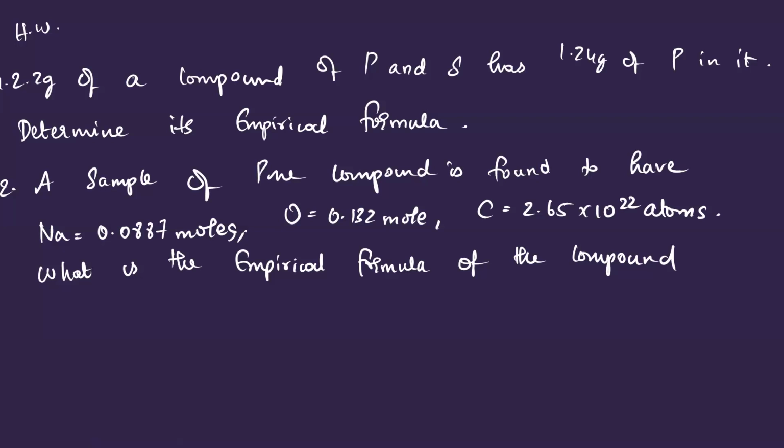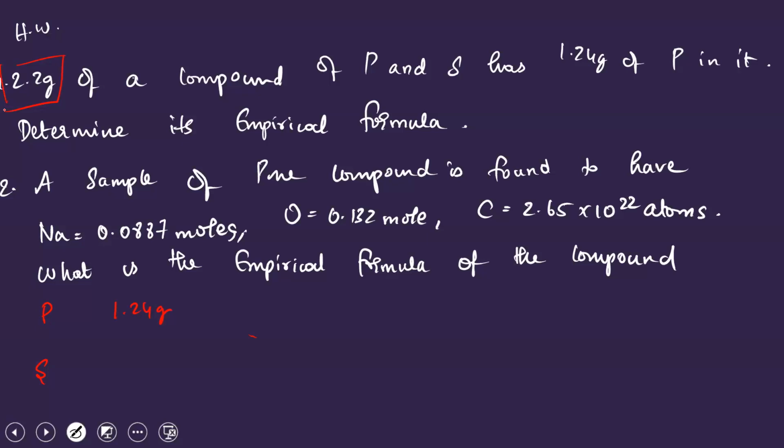2.2 grams of compound of phosphorus and sulfur has 1.24 grams of phosphorus in it. Describe its empirical formula. So what do we generally do? So we have got this phosphorus and sulfur. If we have got 1.24 grams of phosphorus, what will be the mass of sulfur? 2.2 minus 1.24. Correct? Total mass of the compound that I have taken is 2.2.